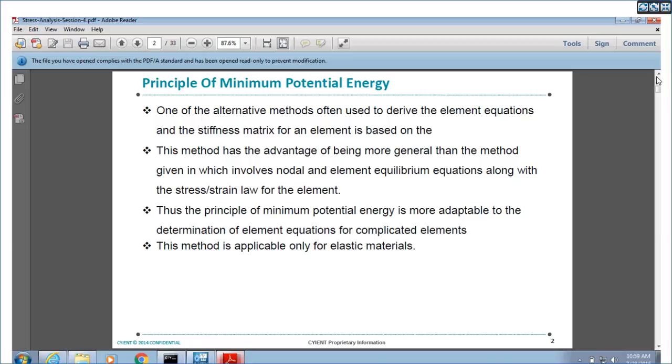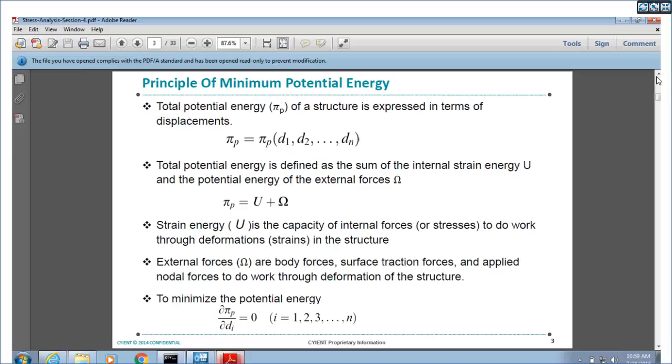This method is only applicable for elastic materials. So these are some of the important things of potential energy. The total potential energy is defined as the sum of internal strain energy and the potential energy due to external forces. That is one thing we have to understand.